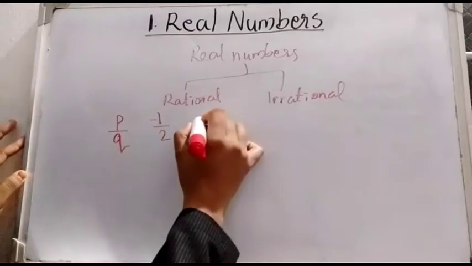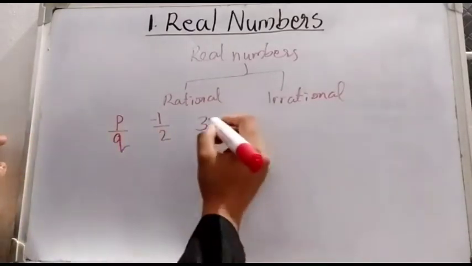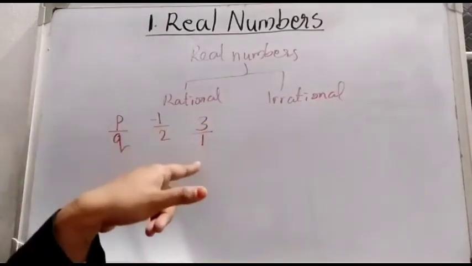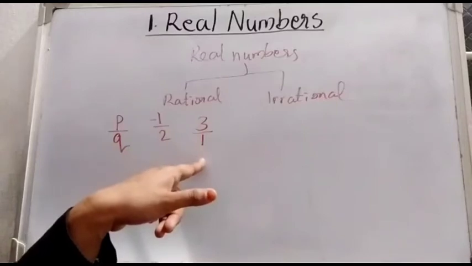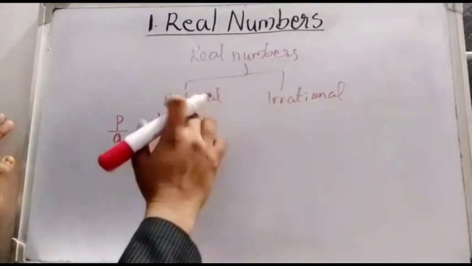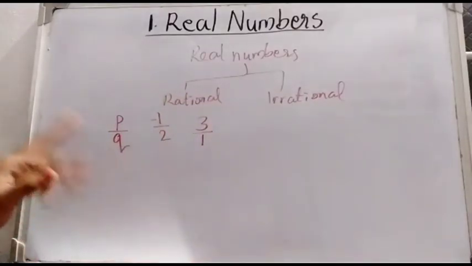Then 3. Is 3 a rational number? Yes. Why? We can express 3 in the form of p by q like this: 3 by 1. 3 and 1 are integers. Clear? So that is rational numbers. A rational number we can express in the form of p by q, where p and q are integers and q is not equal to 0.